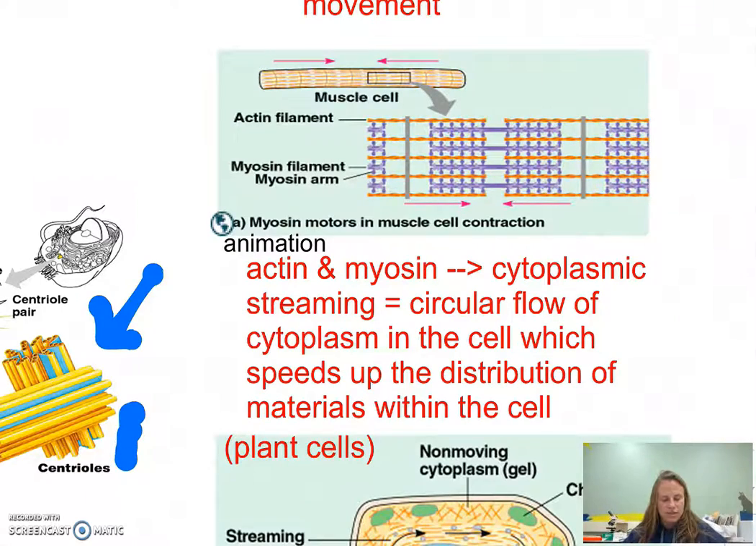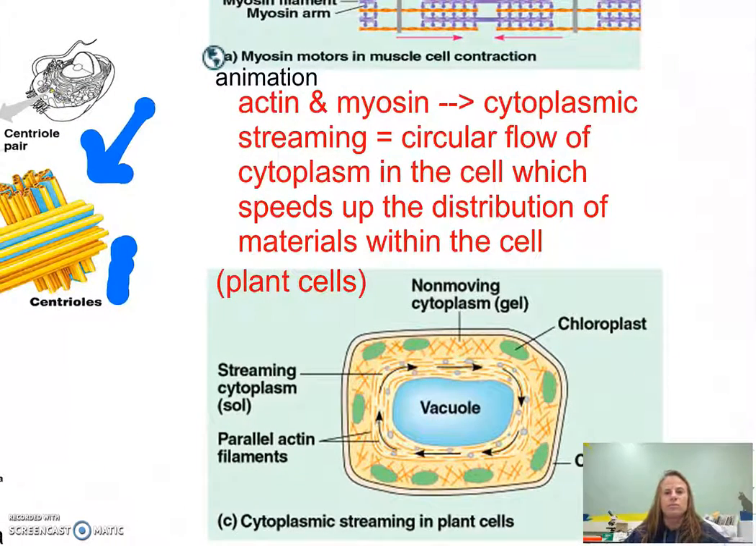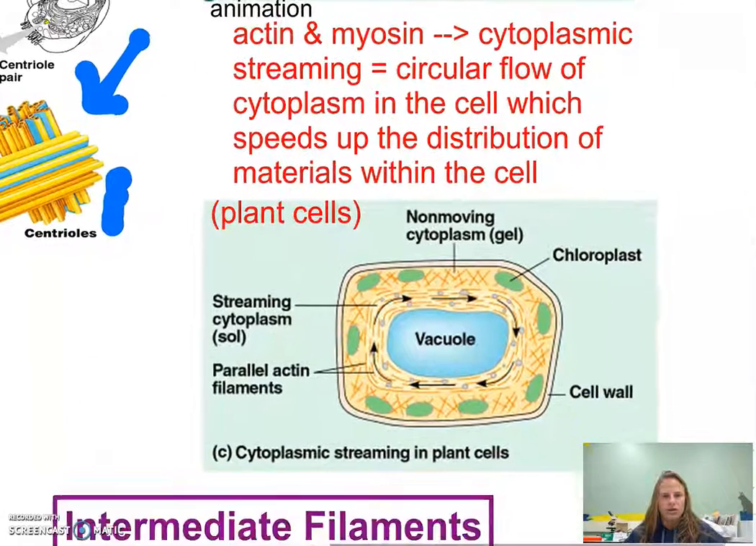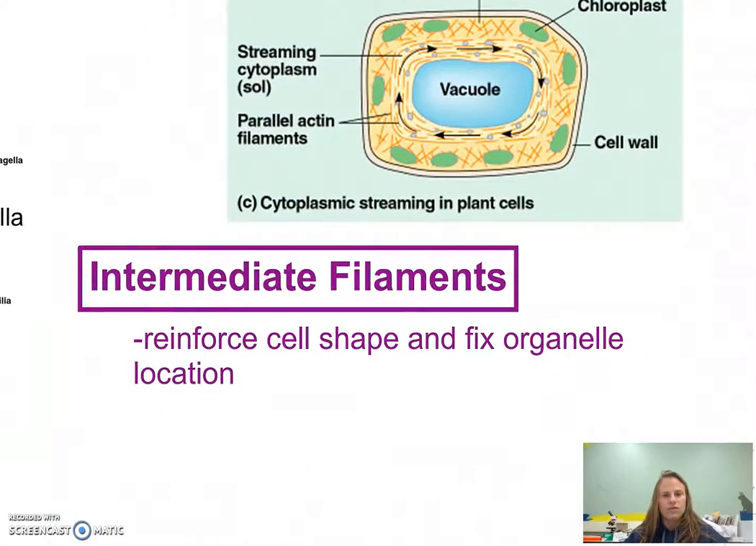In plant cells, actin and myosin are going to work together to do cytoplasmic streaming, which means that within the cytoplasm, there's a circular flow, which speeds up the distribution of materials within the cell. And lastly, you've got intermediate filaments, which are going to reinforce the cell shape and fix the organelle's location. So that's our discussion of peroxisomes and cytoskeleton.